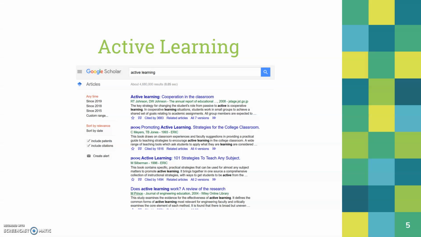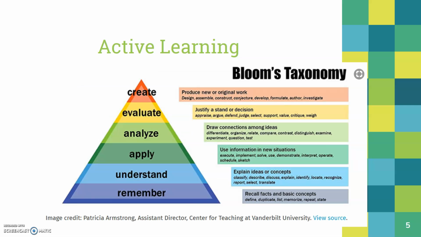If you try to look it up on Google Scholar, you'll get about 4.6 million articles that try to tell you what it is. So to summarize, there's 2 major camps. First, there's those who think of active learning in terms of cognitive actions. Are students cognitively involved? Are the tasks being given to them cognitively complex?